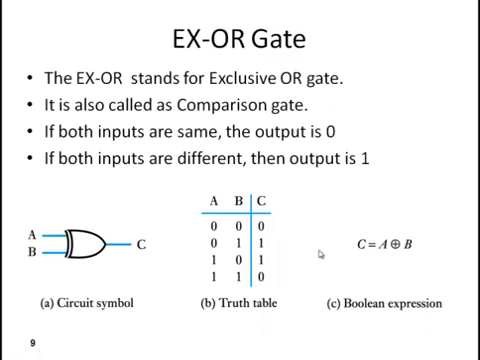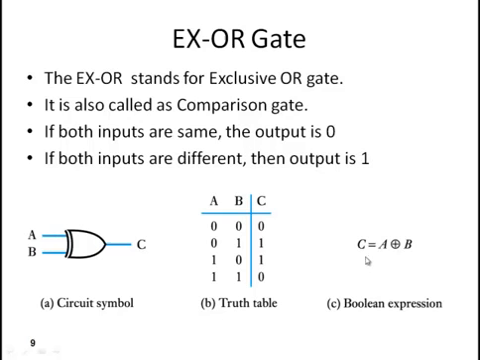Next, it is XOR gate. XOR gate stands for exclusive OR gate. The gate which you earlier studied, that is a simple OR gate, is called inclusive OR gate. This one is exclusive OR gate. Its symbol is given here. This is the OR gate, this part, and marking this curve here makes it XOR gate.